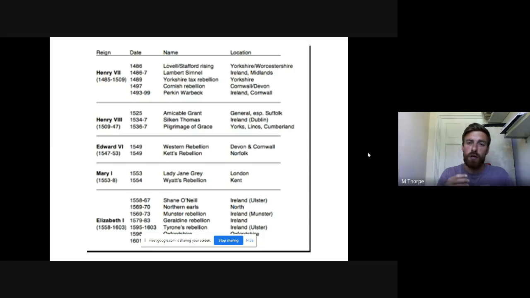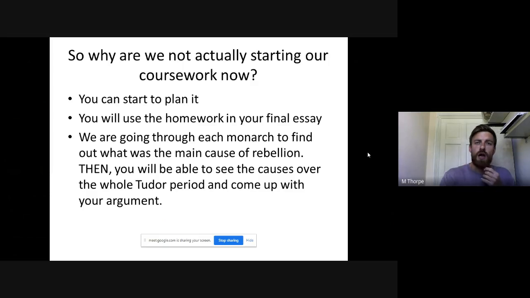And then in conclusion, you can draw on that knowledge to decide overall what you think the main cause was. So why are we not actually starting the coursework now? Well, there's nothing wrong with planning it, okay? Just to put your mind at ease, we are miles and miles and miles away yet from the submission date.